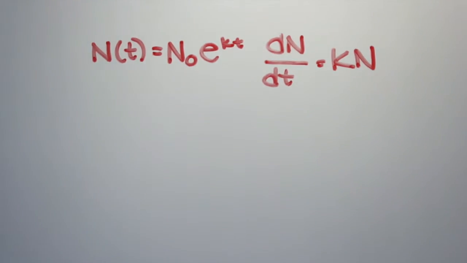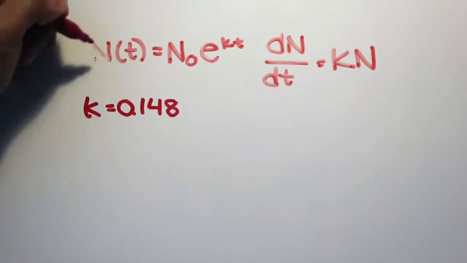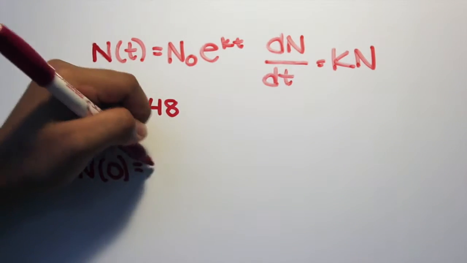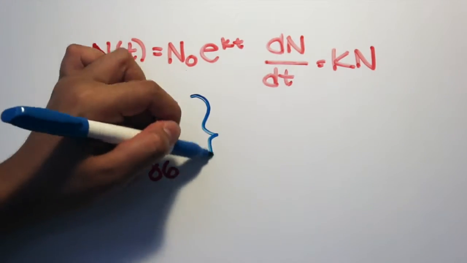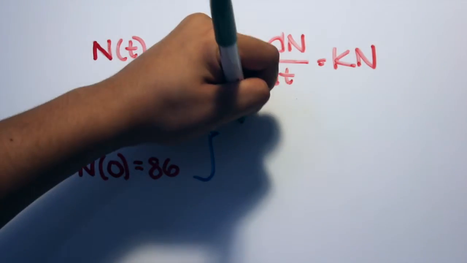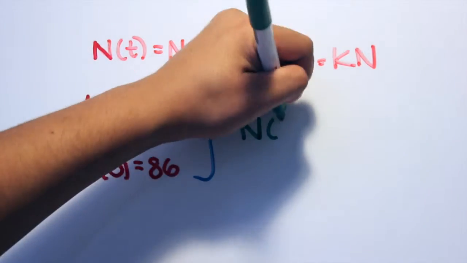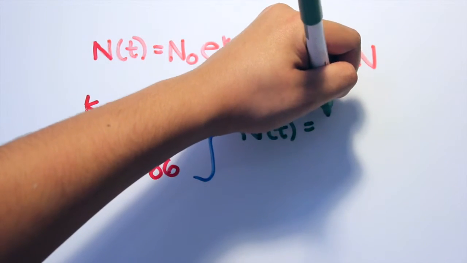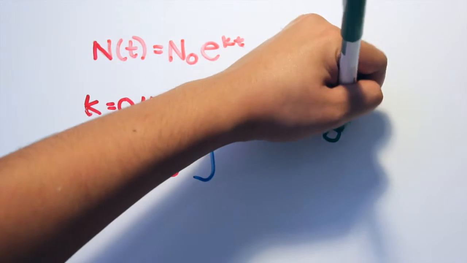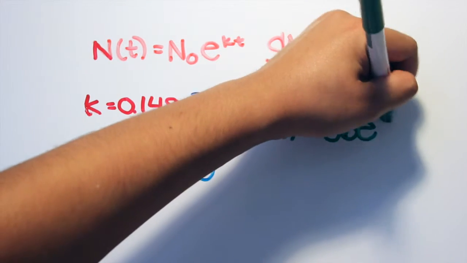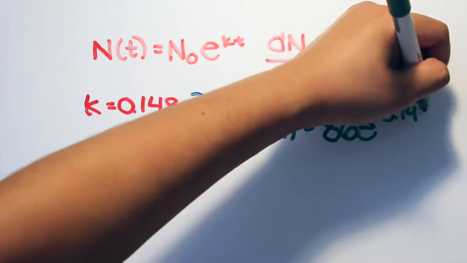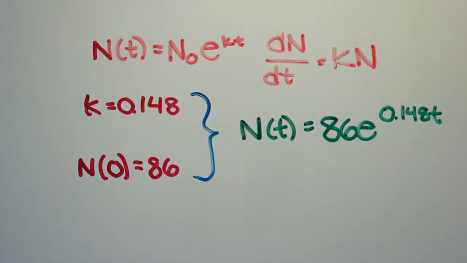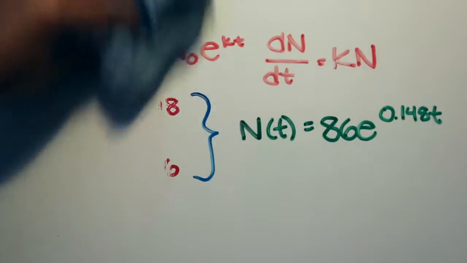By plugging in the given values of k, t, and n from the given derivative into the exponential equation, you may find your initial value. Since k equals 0.148, and the number of those infected n is 86 at time 0, n sub 0 equals 86. The exponential equation to model the Ebola epidemic is n(t) equals 86 e^(0.148t).